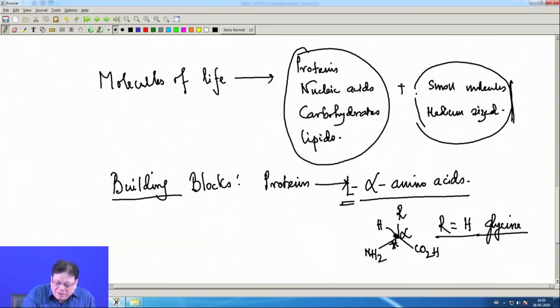Now, this DL nomenclature for assigning absolute configuration is an older version of telling the absolute configuration. This has been replaced by RS nomenclature in organic chemistry. However, biologists still prefer this DL nomenclature to say the absolute configuration of the biomolecules which are chiral.